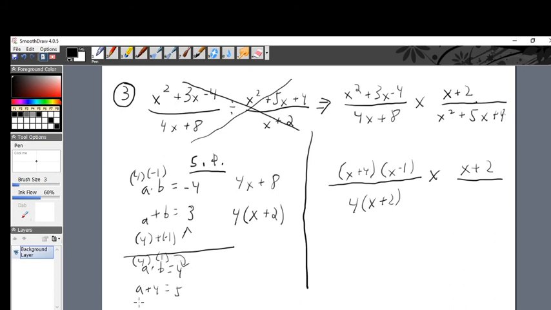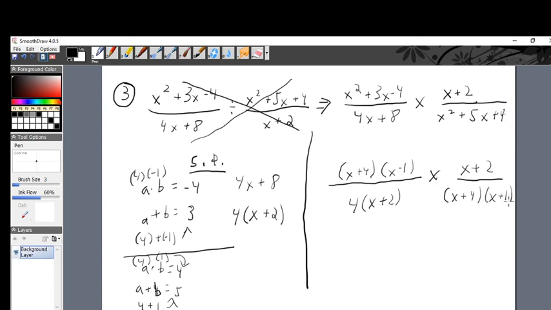4 times 1 is 4. A plus B is equal to 5. 4 plus 1 is equal to 5. So it's 4 and 1. So over here, let's use our magic numbers. This trinomial factors to be x plus 4 times x plus 1.